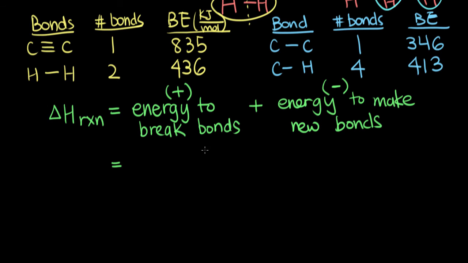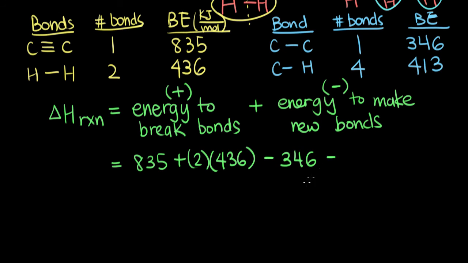Let's start with the bonds that are broken. So we have our carbon-carbon triple bond that will require 835 kilojoules per mole, and we have only one of them. And we also have to break two hydrogen-hydrogen bonds, so 2 times 436 kilojoules per mole, which is the bond enthalpy of that bond. So that's all of the bonds we break. Now we have to add up the energy that's released when we make the new bonds. So we have this carbon-carbon single bond, which is 346 kilojoules per mole, and that's negative because that energy is released. And then the last bond is the carbon-hydrogen bond, also negative because the energy is released. And we have 4 of them, and each of them will release 413 kilojoules per mole.